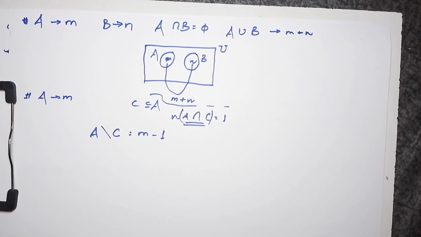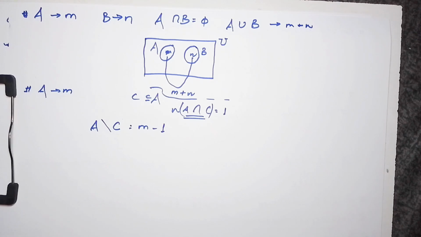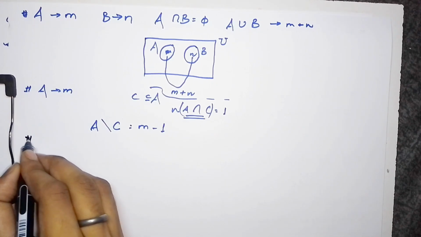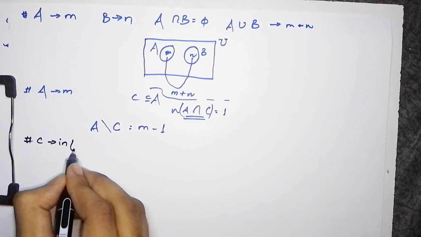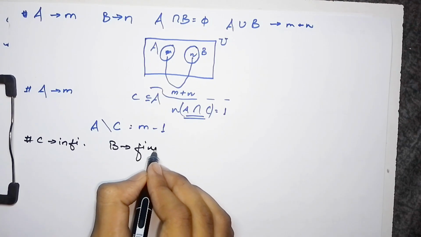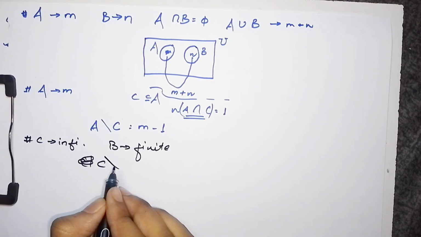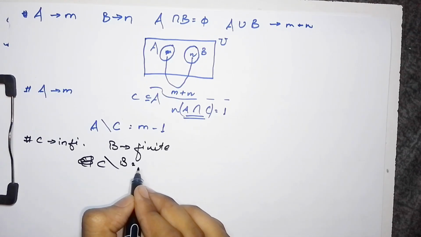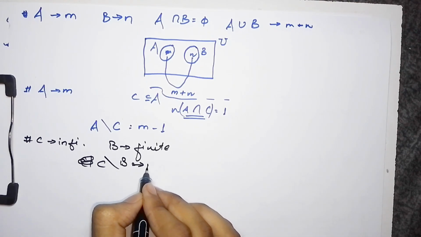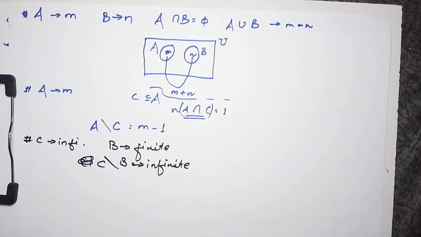Now let's move to the next theorem and the last theorem that we are going to deal with in this particular section. Suppose C is an infinite set, and B is a finite set. Suppose there is a set C which is infinite, and suppose there is a set B which is finite. Now in this case, C complement B would be an infinite set. This would be an infinite set, and it's very understandable.